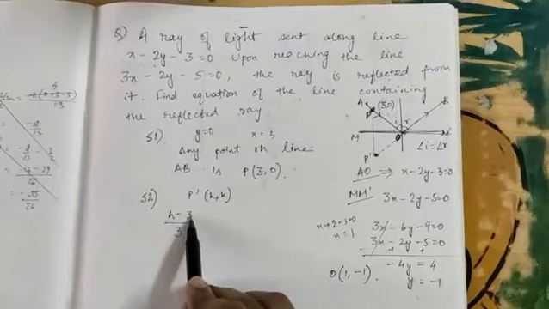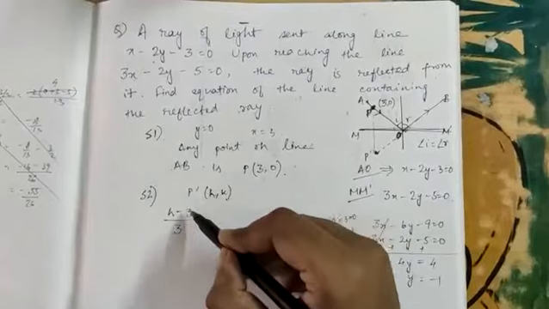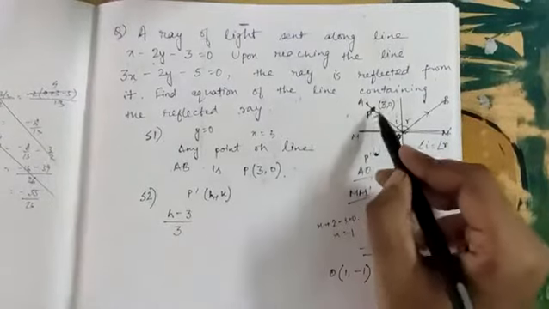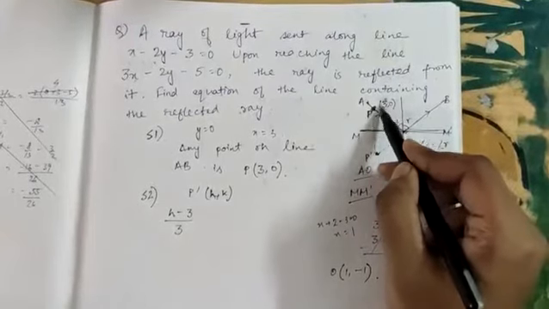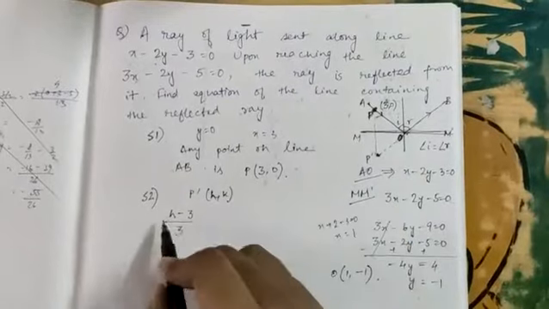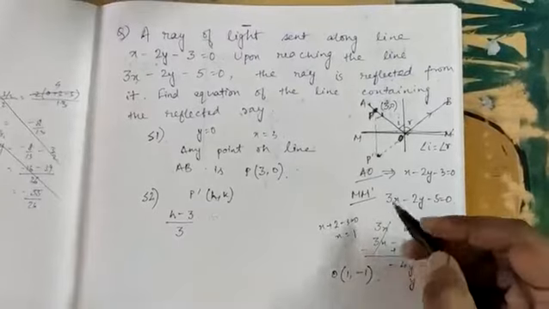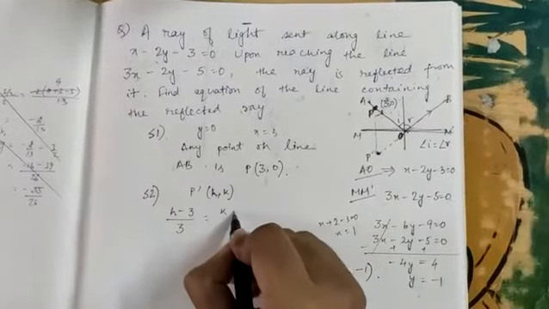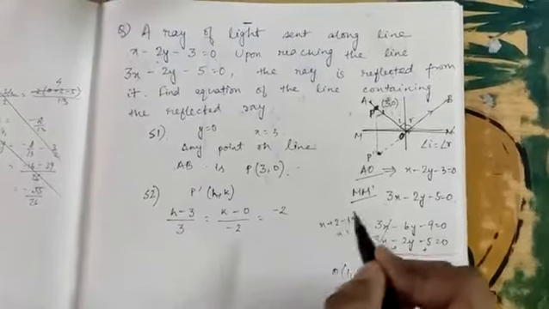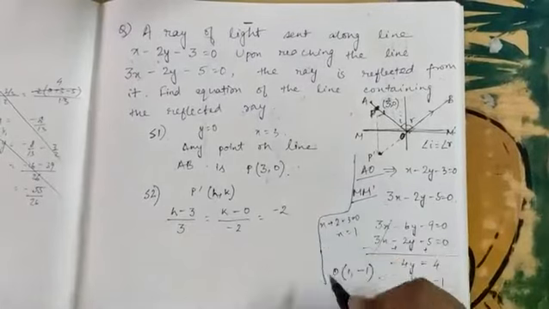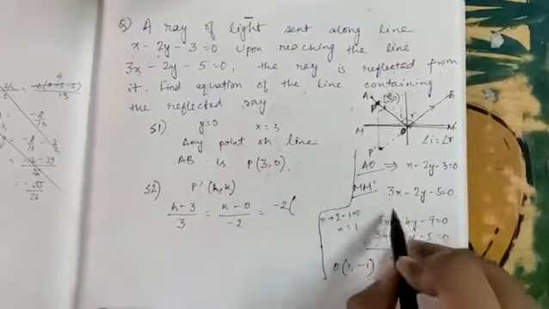(h minus 3)/3, where h is my required point's x coordinate, minus the x coordinate of the given point P whose image I have to find, divided by 3 because that is the coefficient of x in the mirror equation, is equal to (k minus 0)/(minus 2). I have already discussed this theory, how to find the image of a point with respect to a given line. So now, minus 2 into, I have to put 3 comma 0 in this equation.